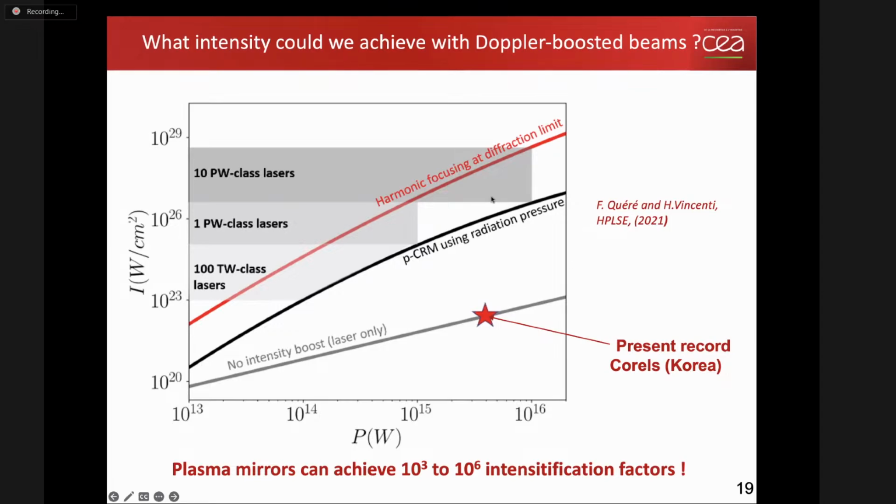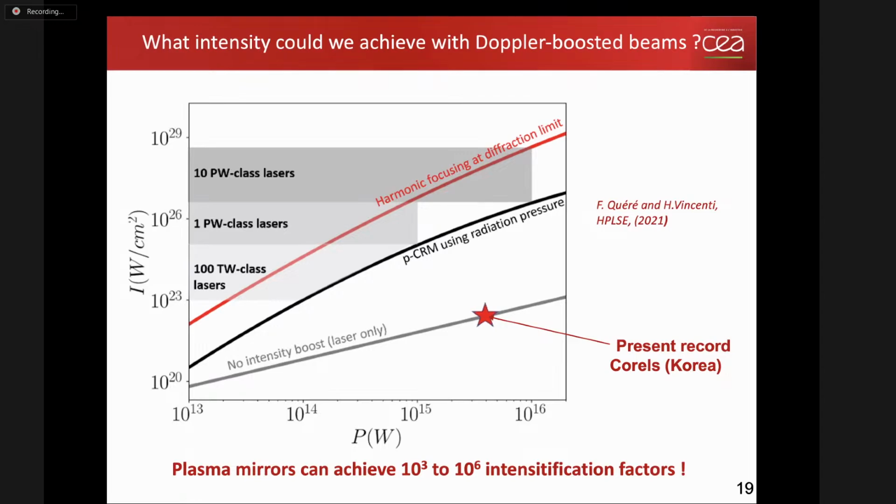And the red curve is the upper limit you can get. So if you imagine you could focus the harmonic beam down to their diffraction limit, this is an ideal limit. But in between, we have good strategies to fill the gap and increase the focusing compared to radiation pressure.